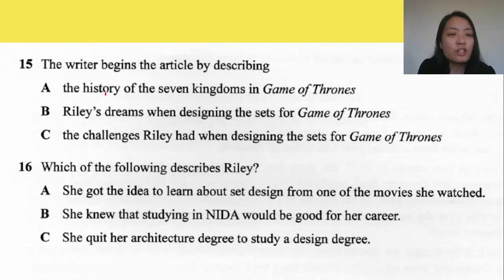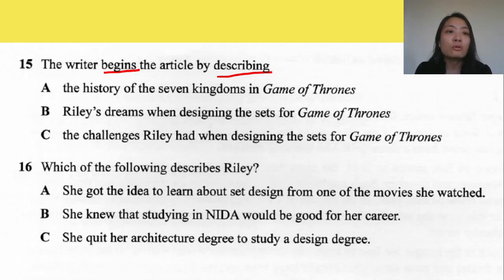So the question says here, the writer begins the article by describing something. Remember earlier I told you as you're reading, use a pencil or a pen to help you highlight and to focus your eyes. The same goes for the question as well. You want to highlight or underline the keywords that tell you what it wants you to focus on. So now we know that it's asking you to watch out for how the writer begins the article, by describing something. So what does it describe? You don't have to read the options yet.